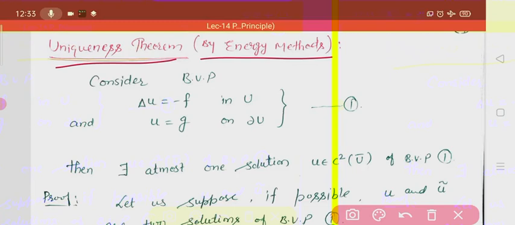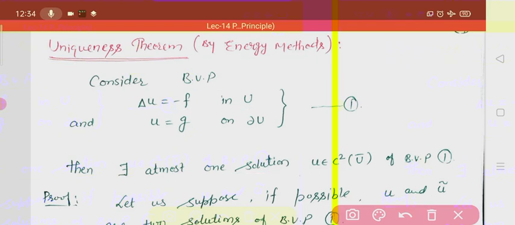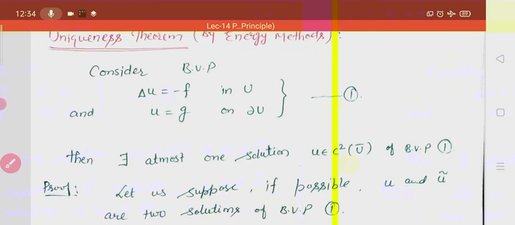If there is a boundary value problem, we consider it is delta of u equal to minus of f in U and u equal to g on the boundary, then there exists at most one solution u which is in C square U bar of this boundary value problem. Okay, so you have to show that there exists at most one solution.